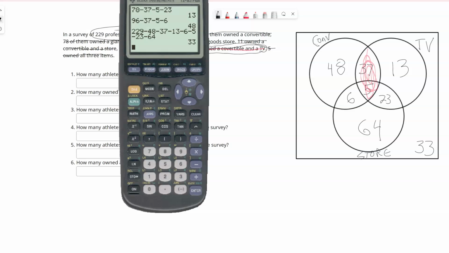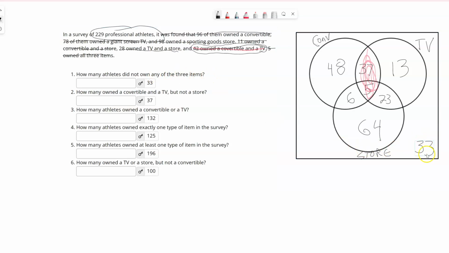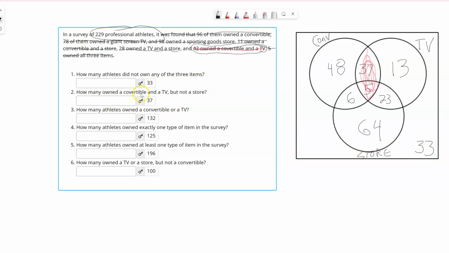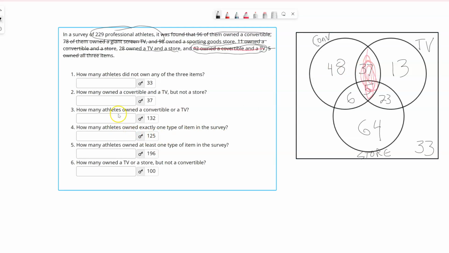So now that this is done, we can take a look at how many athletes did not own any of these three items: the 33. How many owned a convertible and TV but not a store? That's outside of the store circle, but in the other two, so this is 37.